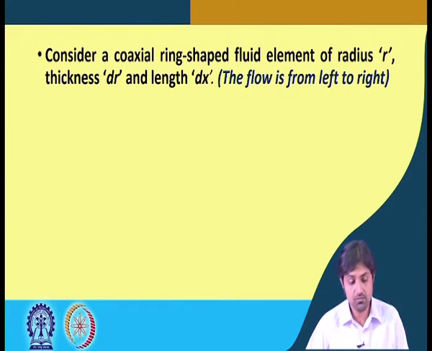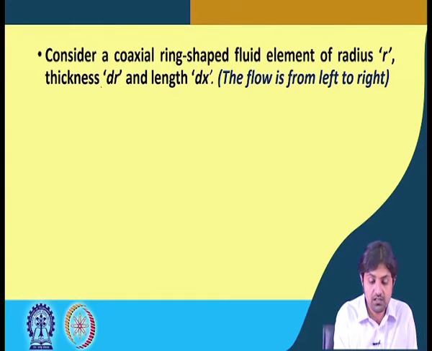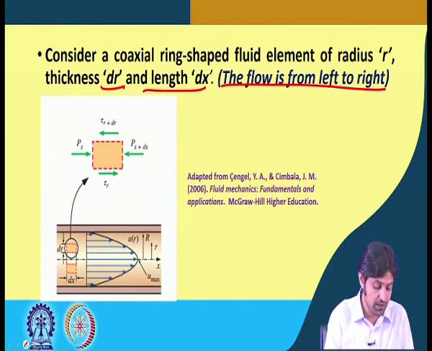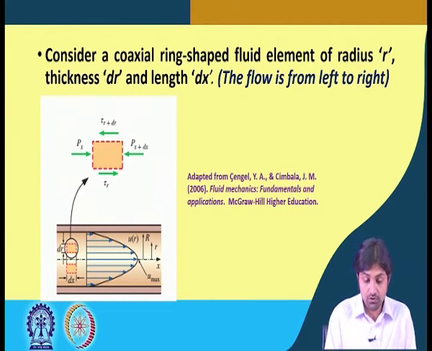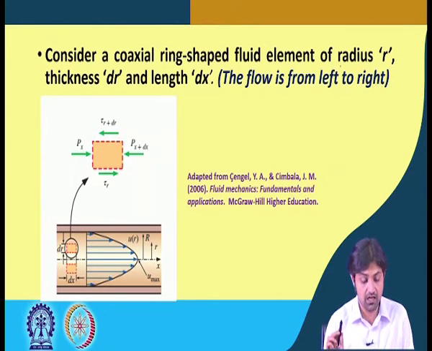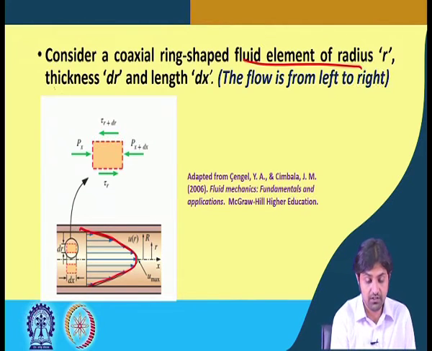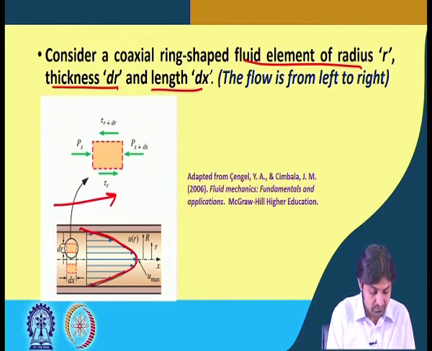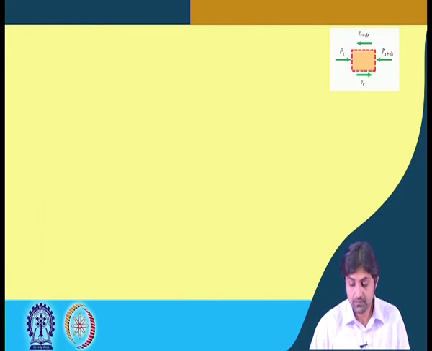Now, after going through the assumptions, we will consider a coaxial ring shaped fluid element of radius r, whose thickness is dr and length is dx, and the flow is from left to right. As I said, the best way to describe a problem is to draw it. So we have assumed a coaxial ring shaped fluid element of radius r. So this is the flow, this is the profile, and we have assumed this fluid element having thickness dr and length dx, and the flow is happening from left to right in this direction. We have kept this figure for the forces on the right hand side.